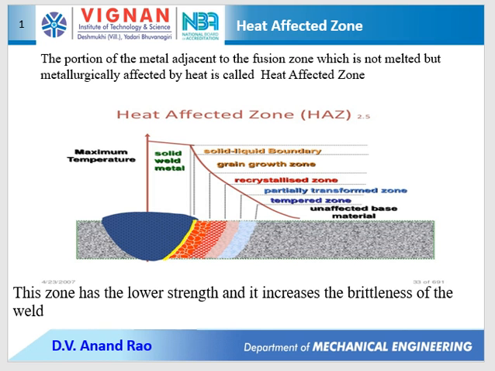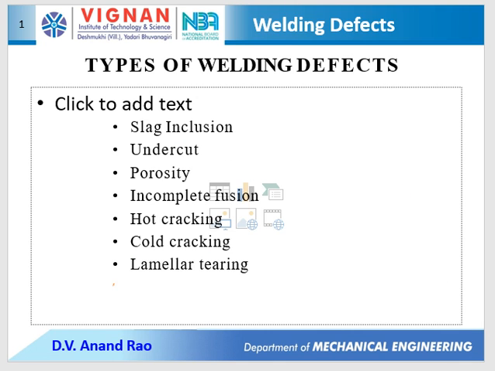Next topic is welding defects. In these, different types of welding defects are there. Out of those, the main welding defects we can discuss in this video are: first one, slag inclusion; second, undercut; third, porosity; next, incomplete fusion; after that, hot cracking; next, cold cracking; finally, laminar tearing.